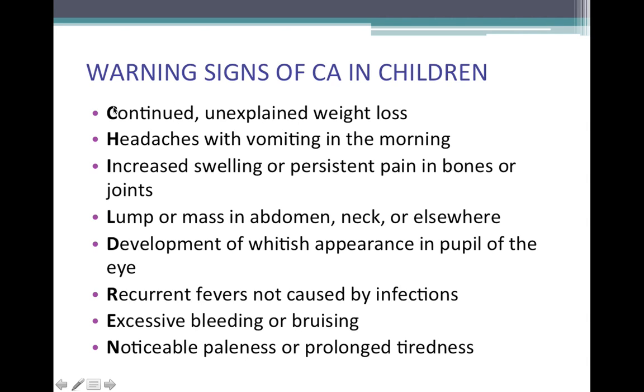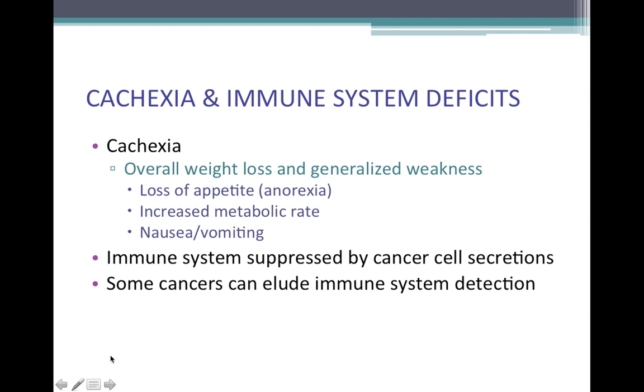Now, the reason why we have a different series of signs and symptoms for cancer in children is that there are some cancers that are more common in children. So, for instance, a lump or mass in the abdomen or neck could be indicative of something like lymphoma or leukemia, or development of a whitish appearance in the pupil of the eye can be consistent with a form of cancer of the retina in children called retinoblastoma. Or excessive bleeding and bruising could also indicate a leukemia or lymphoma. So think about this particular mnemonic when you're trying to understand the warning signs of cancer in children.